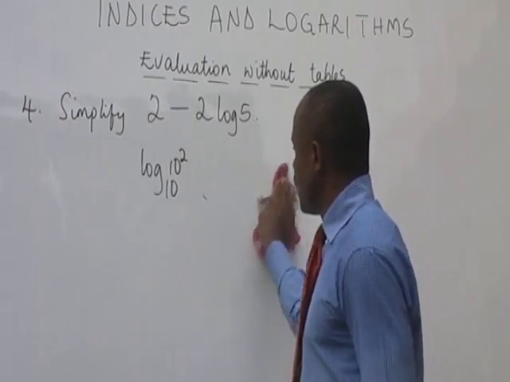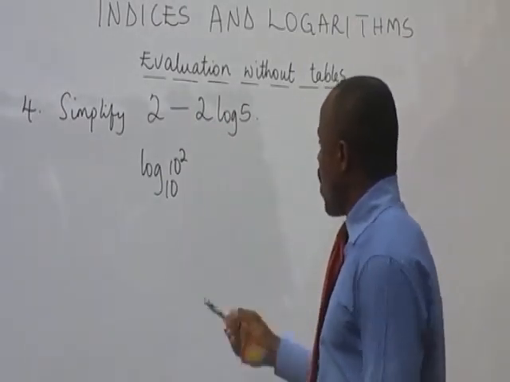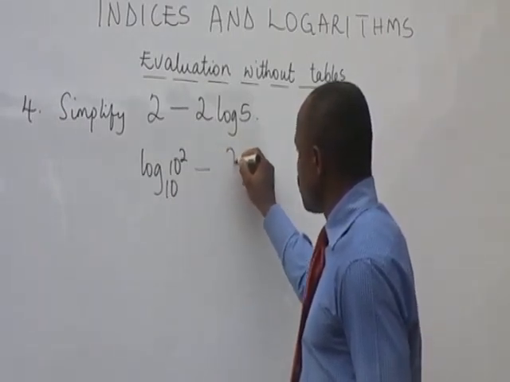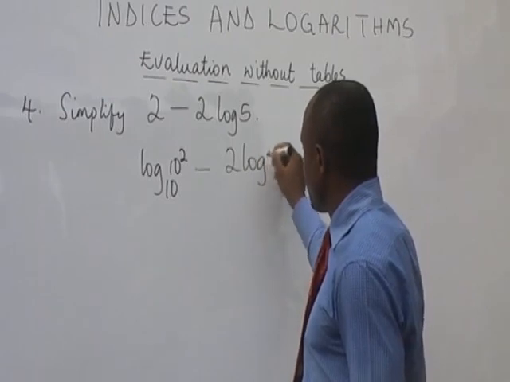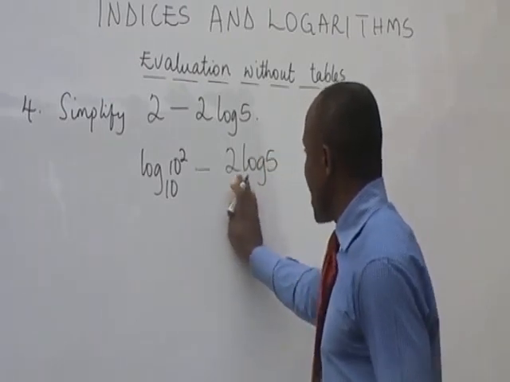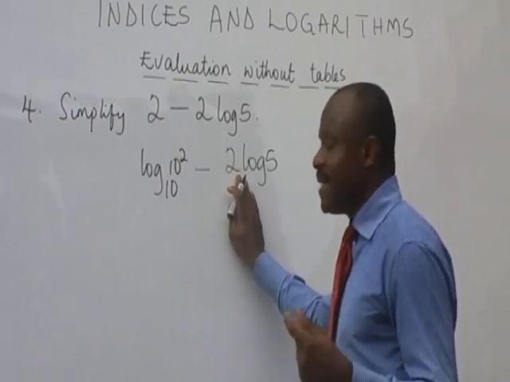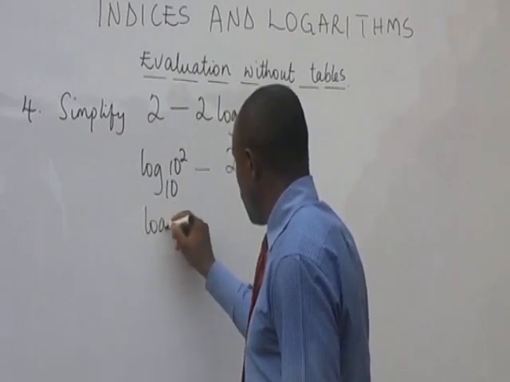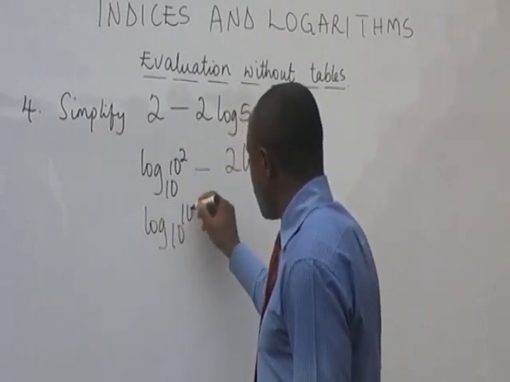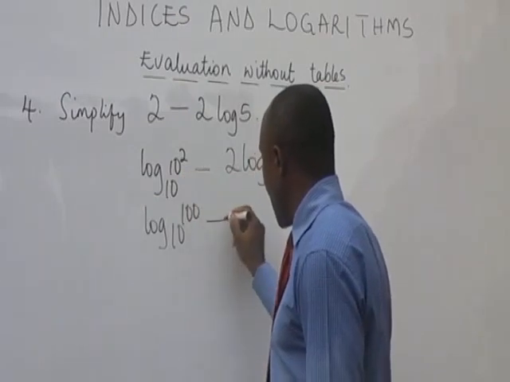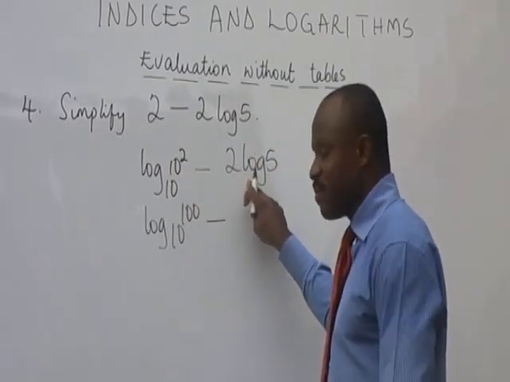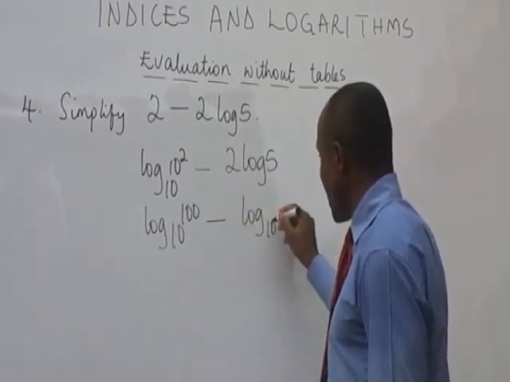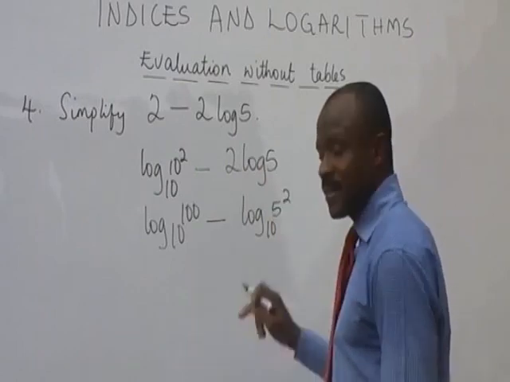Now, we have used this to substitute 2. Then we now have minus 2 log 5. What this means, respecting the same third law of logarithm, is we're going to have log of 10. Of course, you know that 10 squared is 100. Minus, the meaning of this, respecting the third law of logarithm, is log to base 10 of 5 squared. That's the meaning of this.